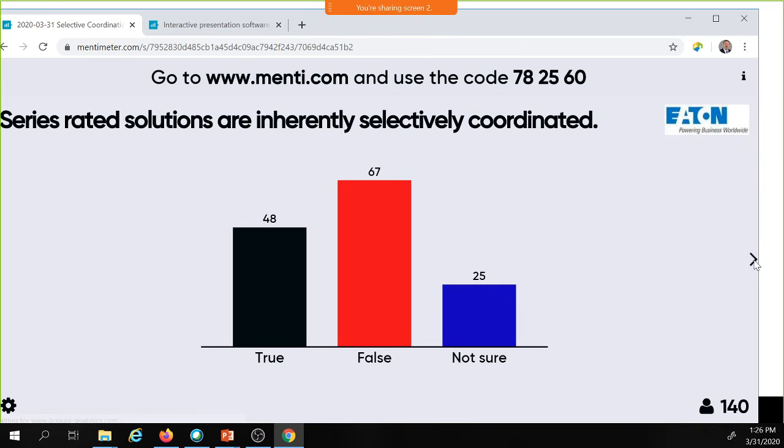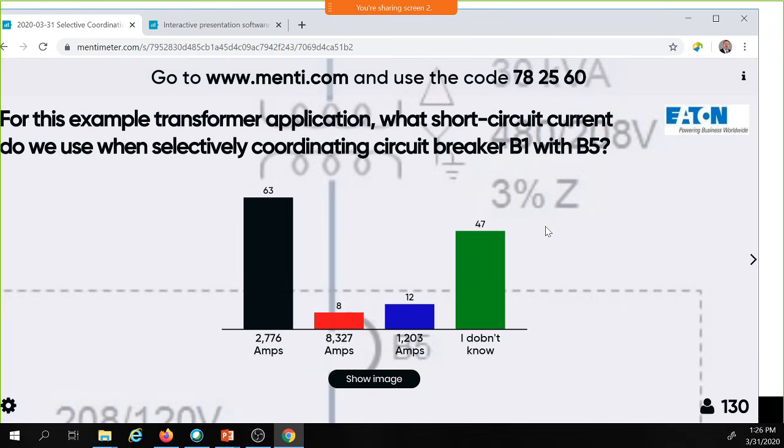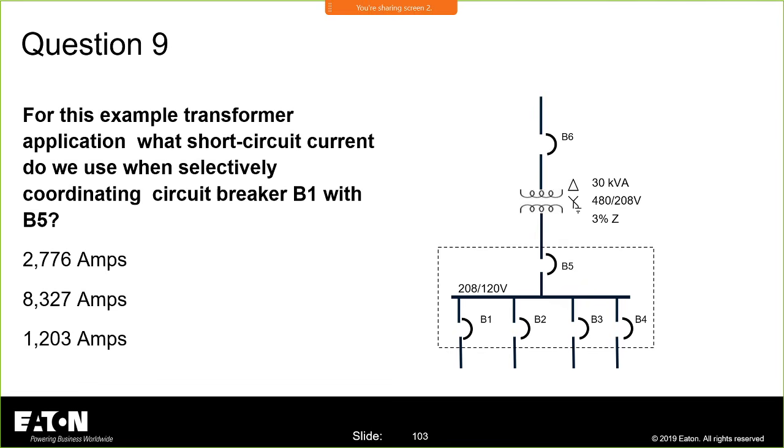Out of 130 respondents, we've got 2,776, 8,324, 1,203, and I don't know. It's always good to throw a B in there every now and then. I'm a musical kind of guy. You've got to have a good B. So 1203 amps is not right. 8324 is not right. The 2776 is the right answer. So it looks like a majority of everybody, outside of the 47 that don't know, did pretty well with regard to the answer on this one.